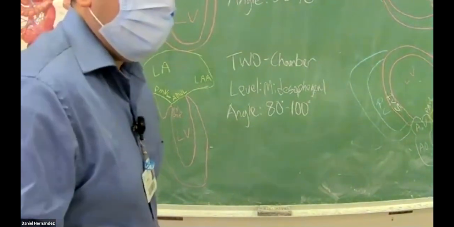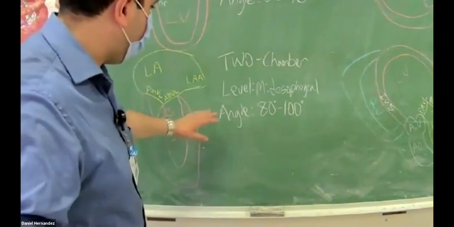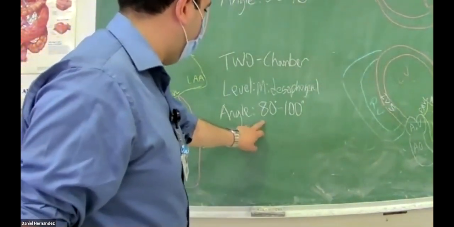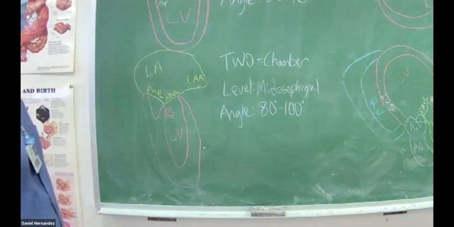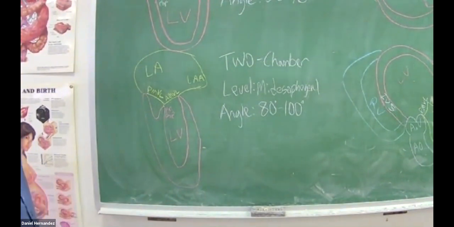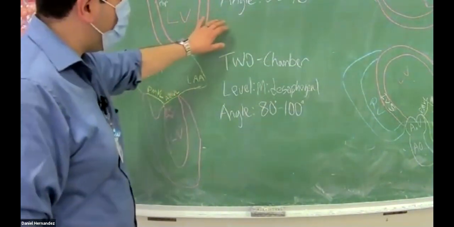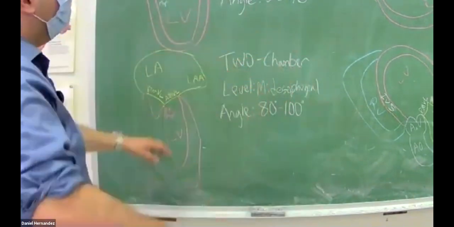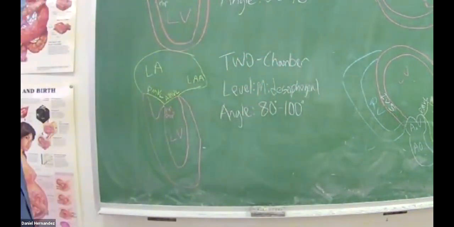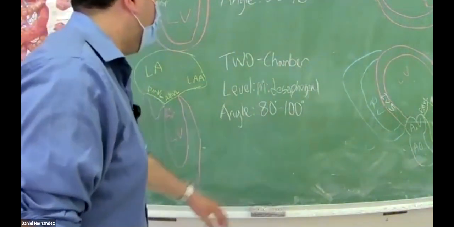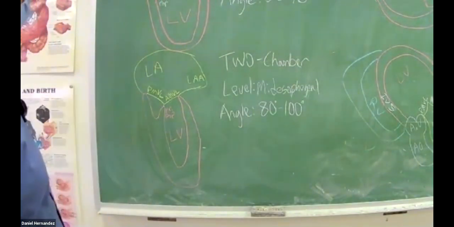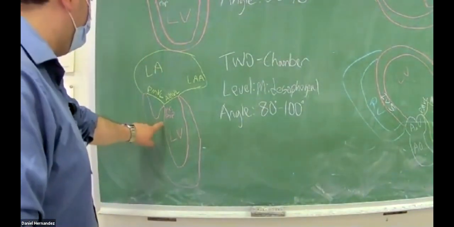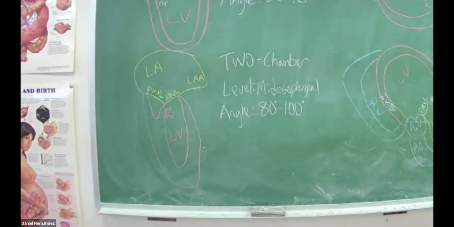This one is also at the mid-esophageal level, and it has an angle of 80 to 100 degrees. It's kind of an extension or a continuation of our rotation from our mitral commissural view. So we're rotating a little bit more, to an angle of 80 to 100 degrees, and we're now angling more out to the posterior aspect of the heart. So we're able to visualize that posterior medial papillary muscle.